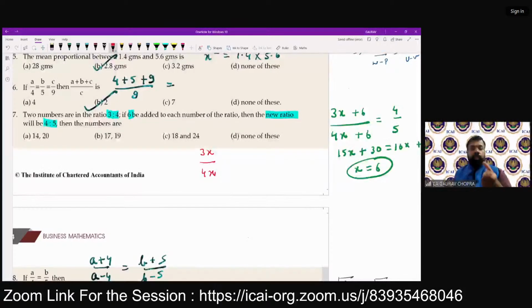But here your solution does not end. Now what do you have to find? Find the two numbers. So both numbers have to be found. What was your original number? The original number was 3x. So 3 into 6, 18. And 4x. So 4 into 6, 24. So 18 and 24. This is your answer. This is your number.